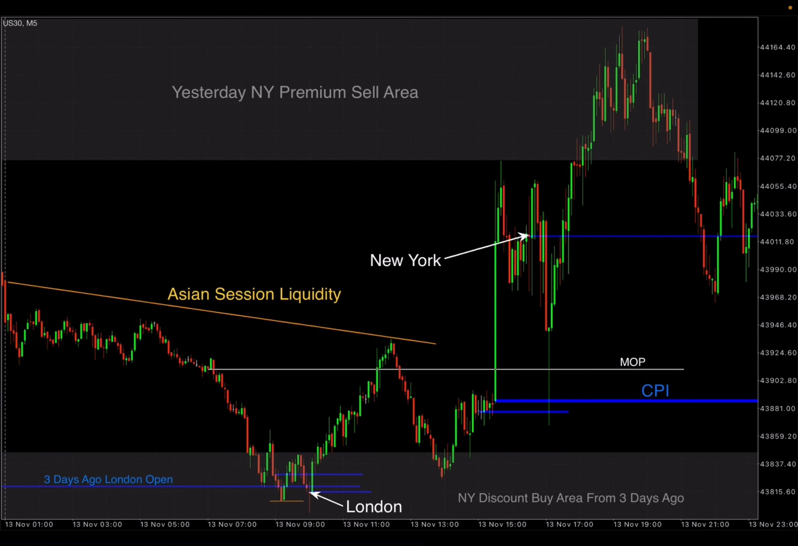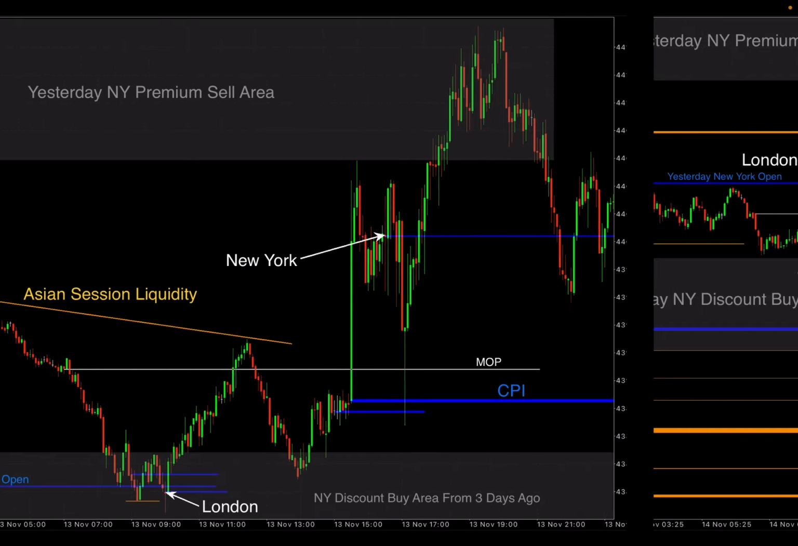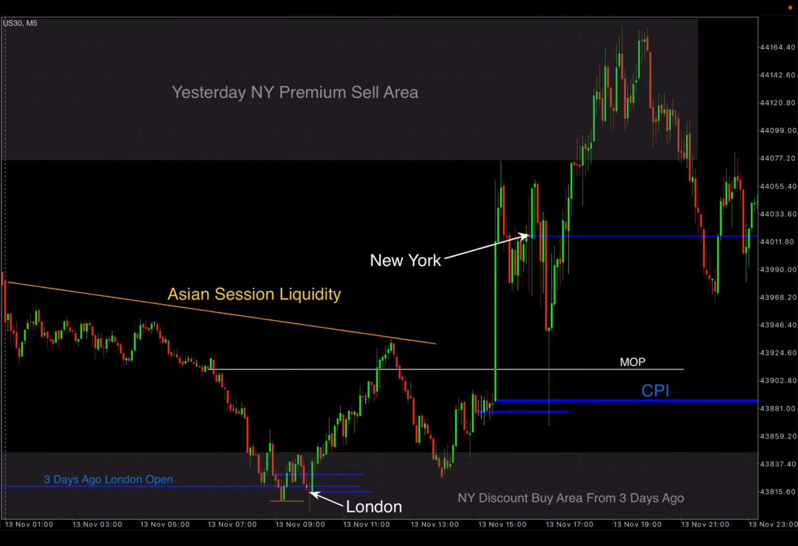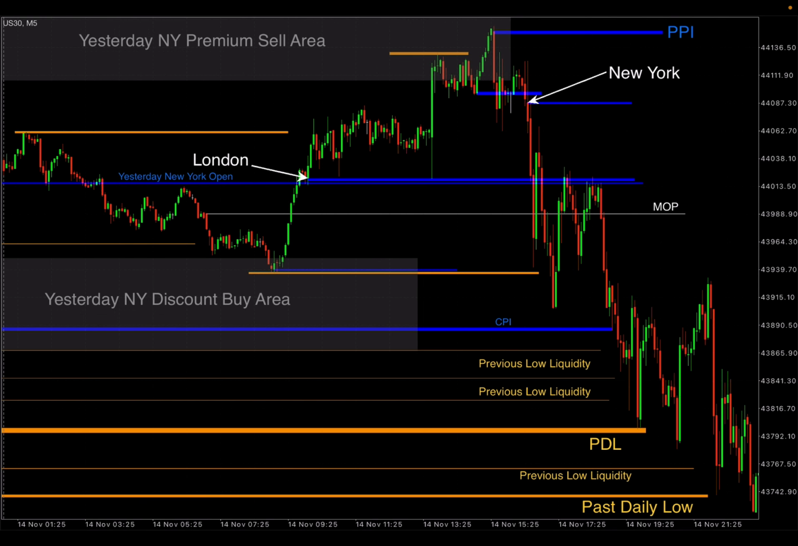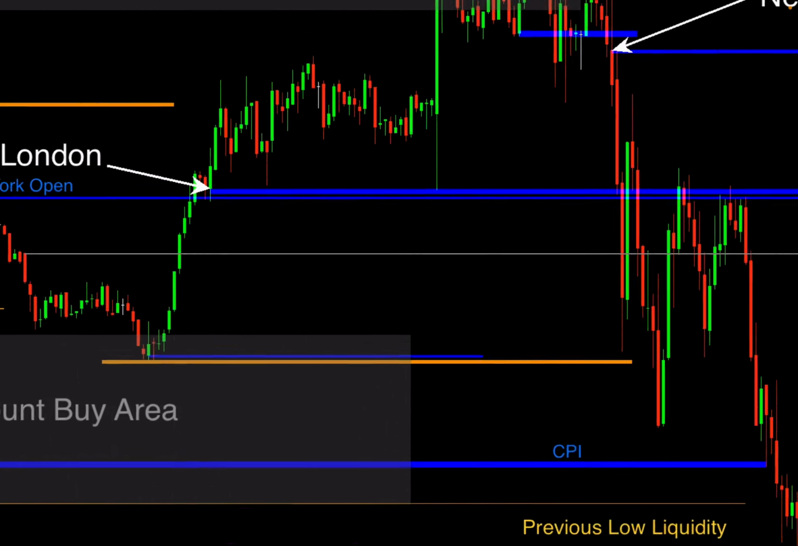So you got CPI pushed to the upside, then the New York session opened, retested at CPI level, then continued towards the upside. The clearest setup here was the buy from the retest of the CPI level. 14th of November. Again, you got a continuation towards the upside.